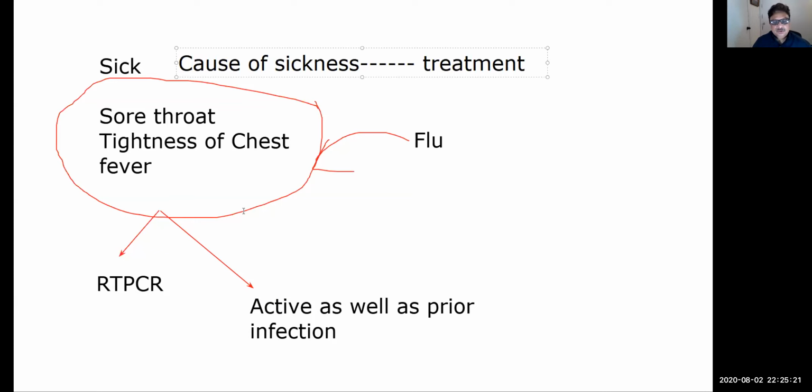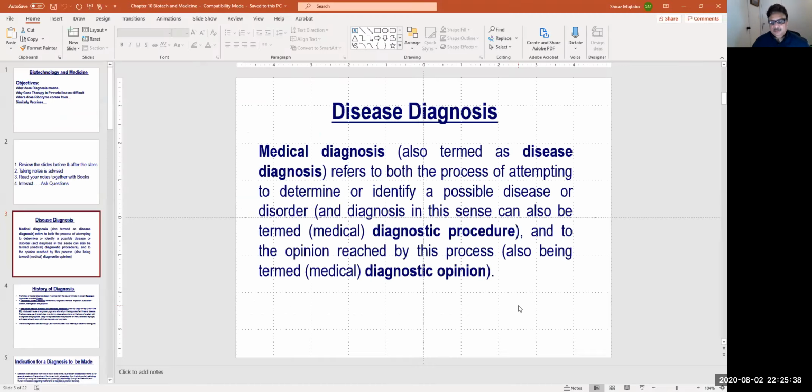So diagnosis is that process which helps to establish the cause of a disease, because unless a cause is established, the treatment will not be right. All right? I hope you agree with me. So that's very important. Now, this diagnosis could be very straightforward, right? Or it has to be very, very methodical. It has to be very much logical, because a wrong treatment could lead to major complexities, right?